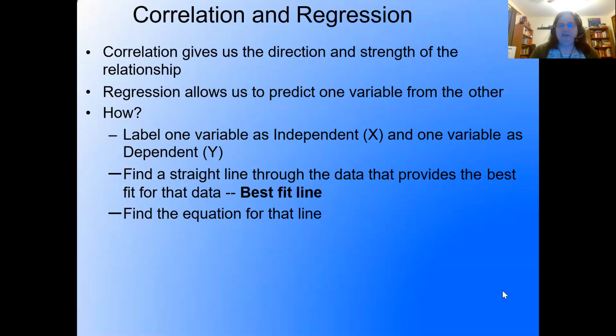So again, we call one variable independent x and the other variable dependent y. Find that straight line and find the equation for that line. And remember, correlation didn't label anything as independent and dependent. So now we're back to, like every other test we've talked about, having an independent and dependent variable.